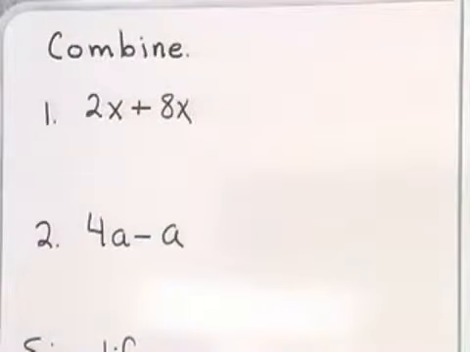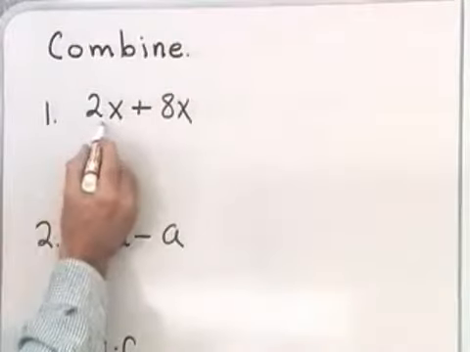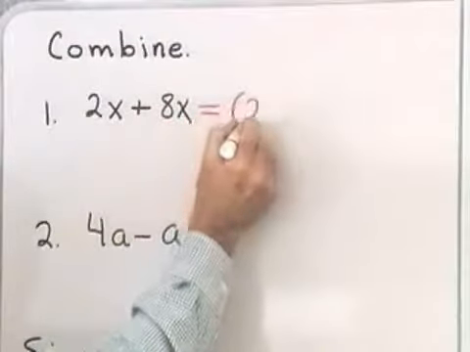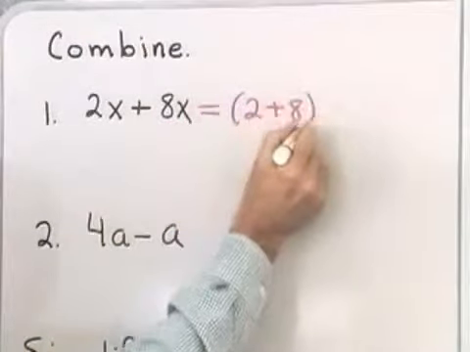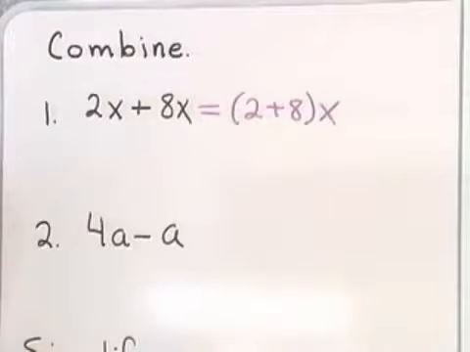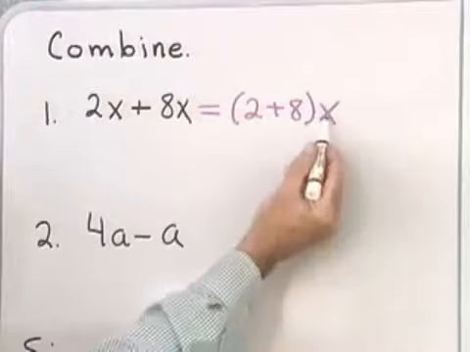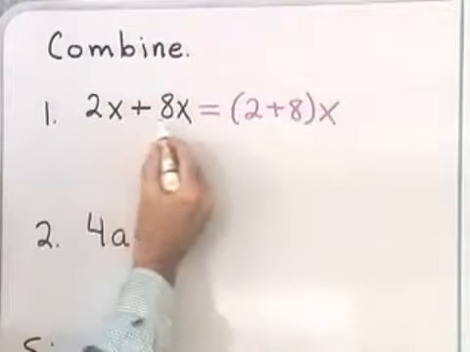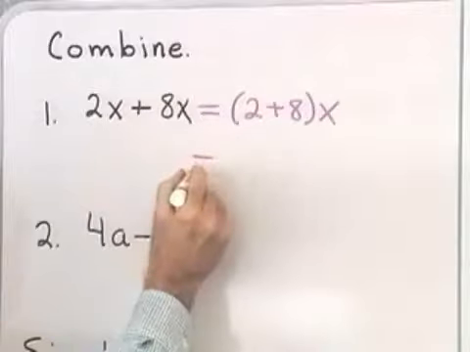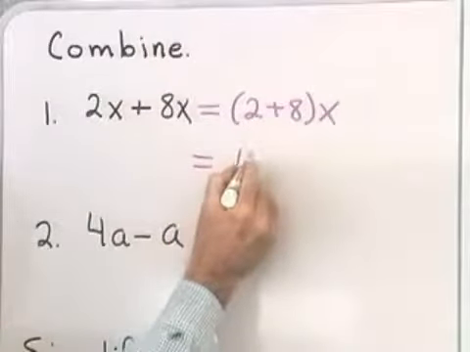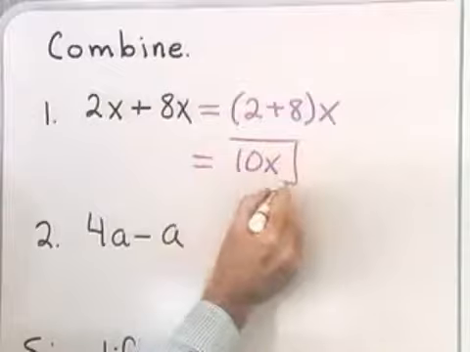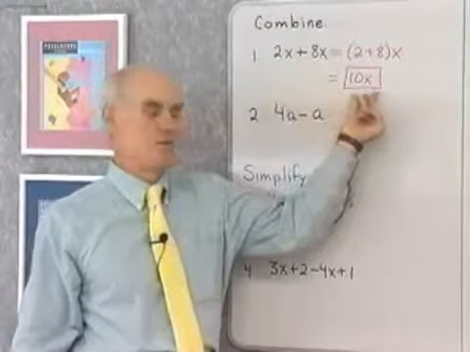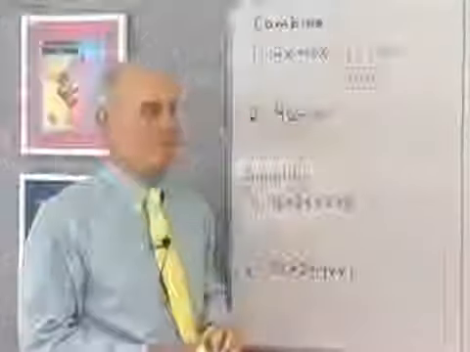We want to combine 2x plus 8x. Remember, these are similar terms because the variable parts are the same. I'm going to use the distributive property in this direction, where I take an x outside and group the 2 and the 8 back together. Notice I can multiply x times 8 and get 8x, x times 2 and get 2x, so I haven't changed the value of this expression, but now I can add 2 and 8 to get 10x. So a very important thing to be able to do is combine similar terms. 2x plus 8x turns out to be 10x.